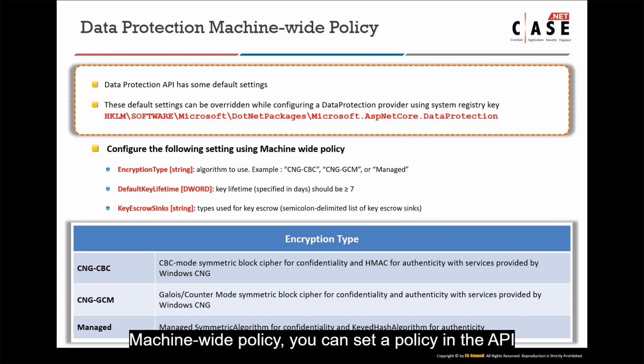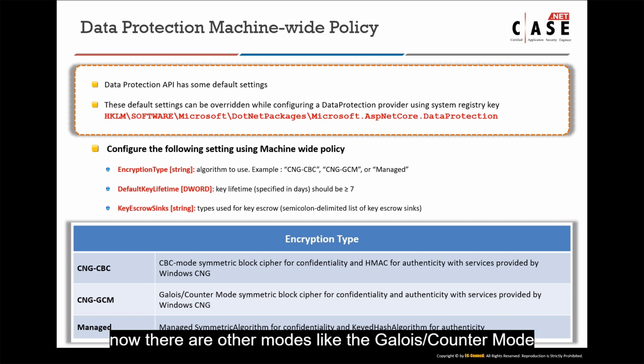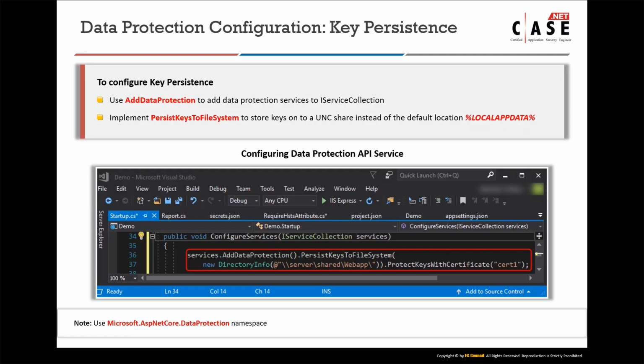Machine-wide policy. You can set a policy in the API that applies to an entire machine, for example, that requires CBC mode. That would be a good idea. Now, there are other modes, like the Galois counter mode, which is a little different and a little more complex. We don't really go into the depth of that in this particular course, but the CBC mode would be sufficient for almost all of your security needs.